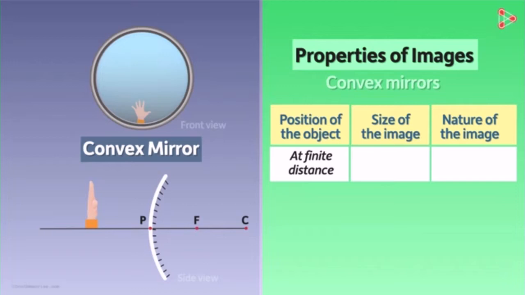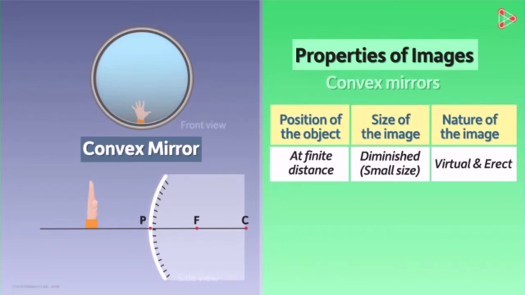First of all, we conclude that the image is smaller in size compared to the object. This is very clear. The image is diminished. The light rays seem to come from the point behind the mirror. But obviously, we know that no image is formed there. So this is a virtual image. Also, it's an upright image. Remember that every virtual image is an upright image.